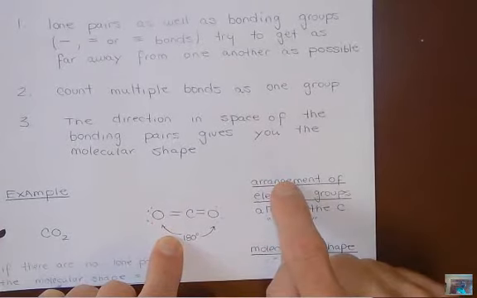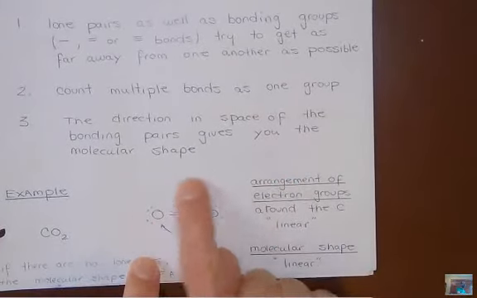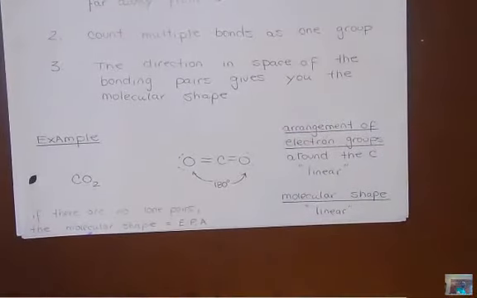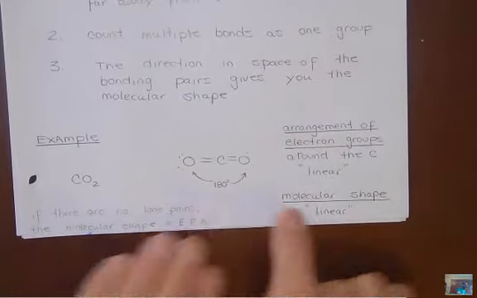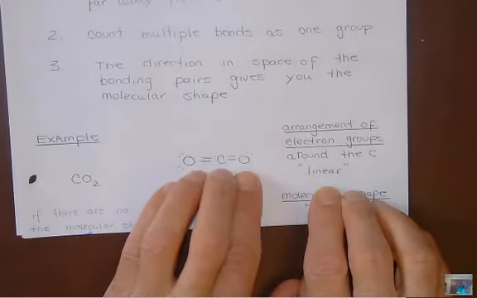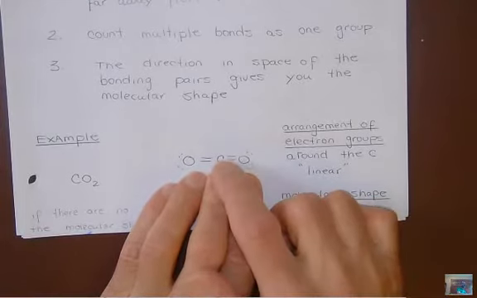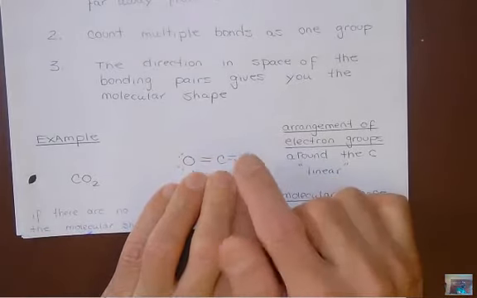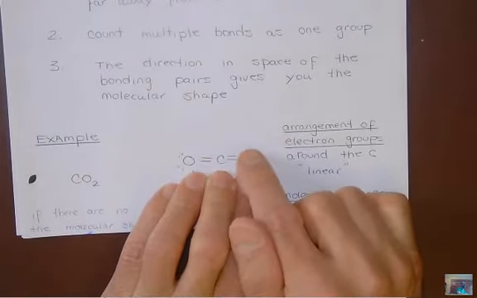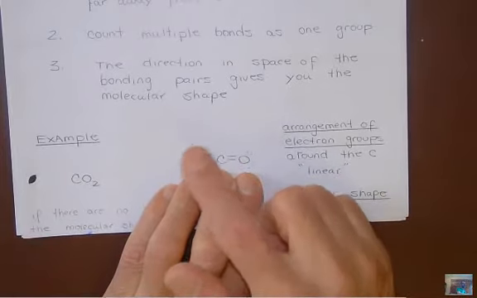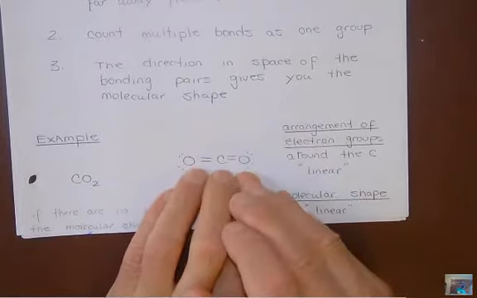Those 2 things we're going to try to predict for each molecule that we have a Lewis electron dot structure for. Here's the first example, carbon dioxide. We've already done the Lewis electron dot structure, so I won't do that again. We know that in carbon dioxide, the carbon is in the middle. It's got a double bond to 1 oxygen, a double bond to another oxygen, and each oxygen has 2 lone pairs, and the carbon has no lone pairs. So that's the arrangement.